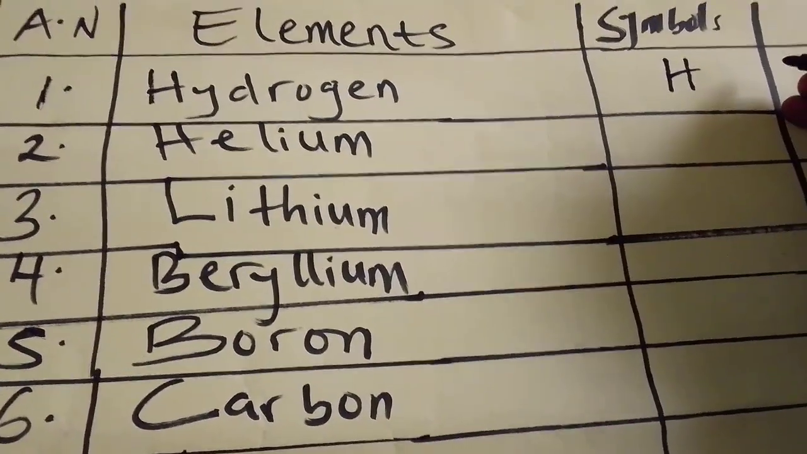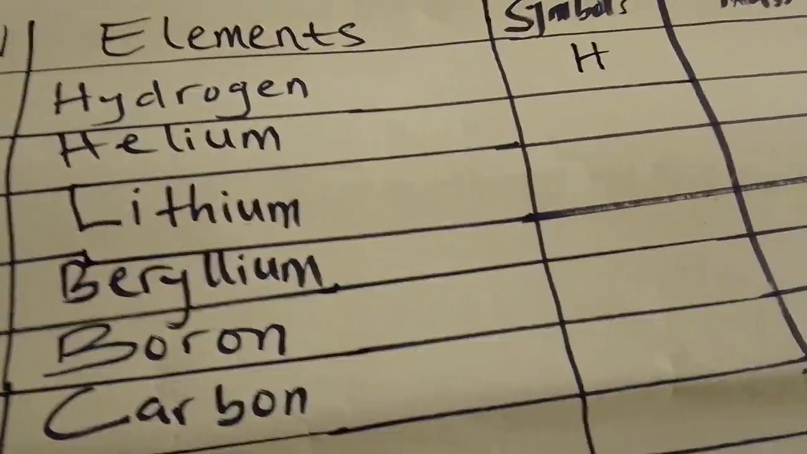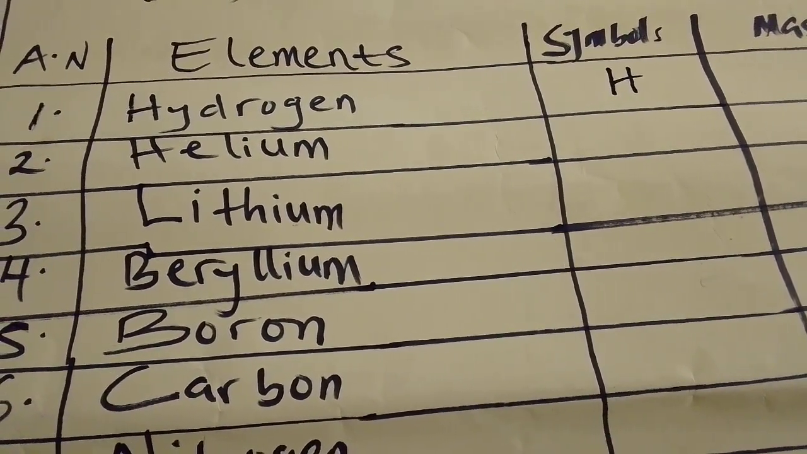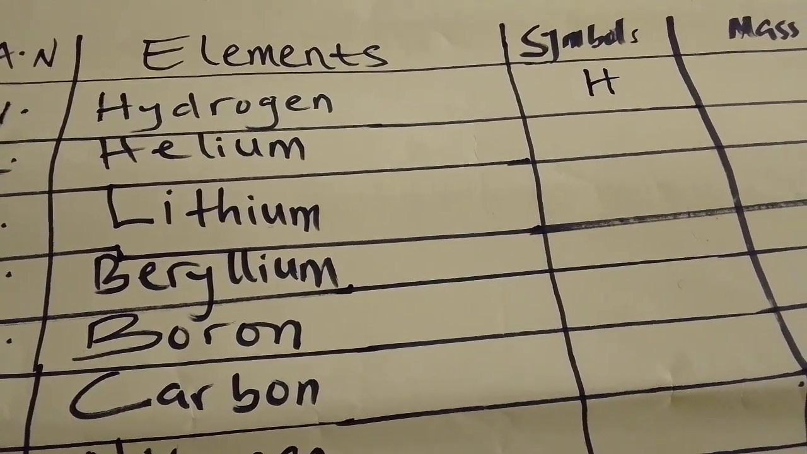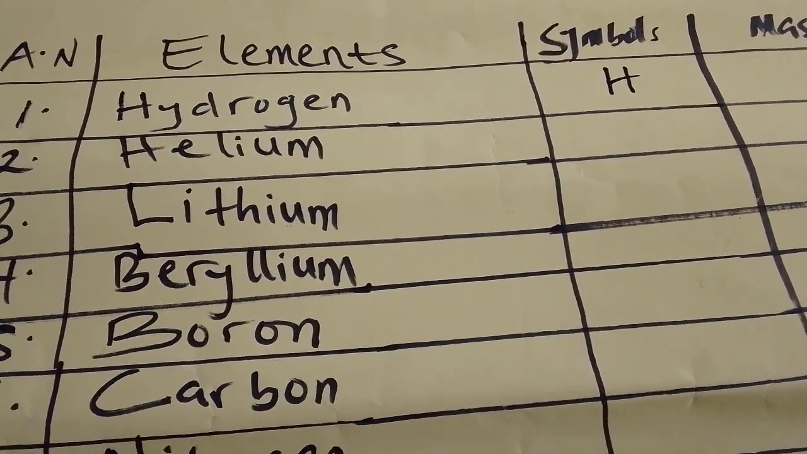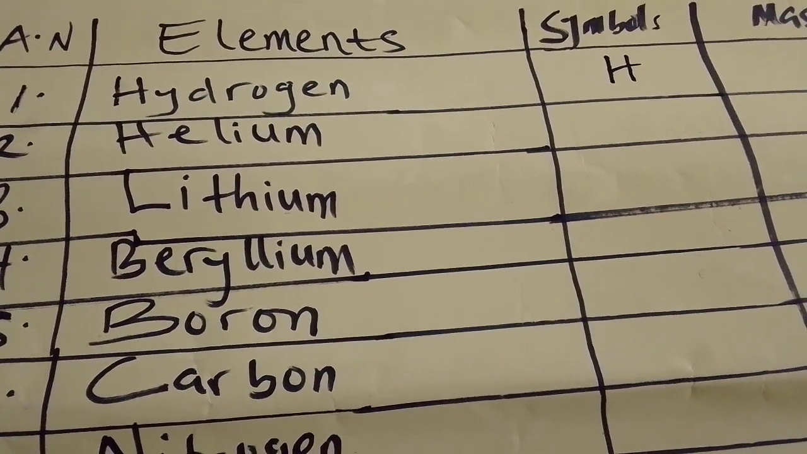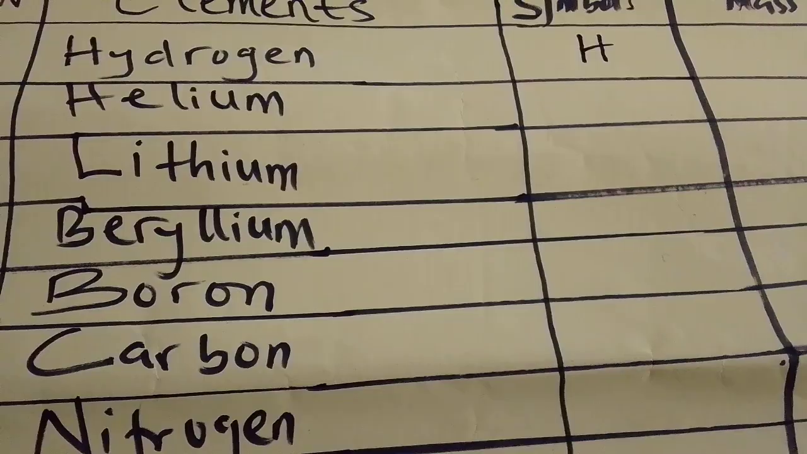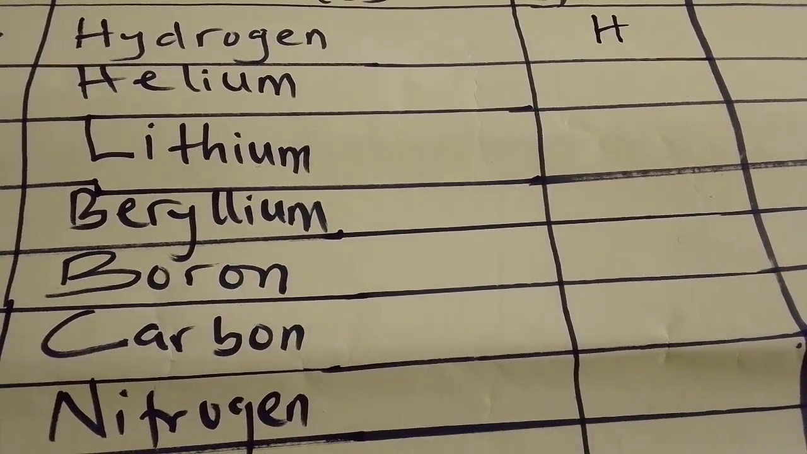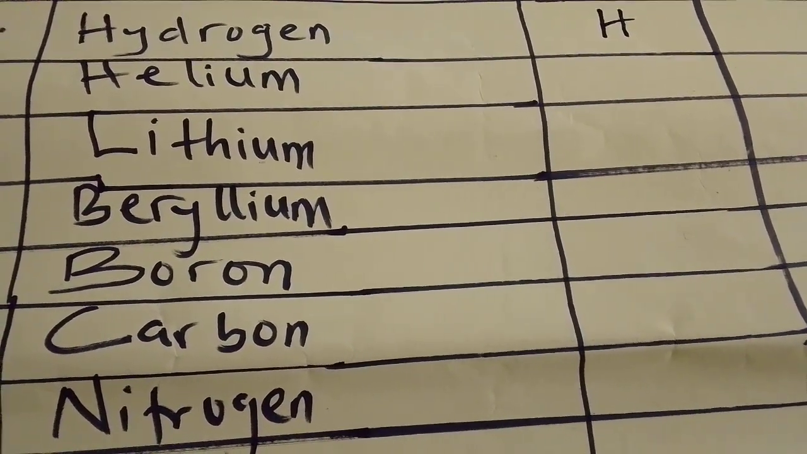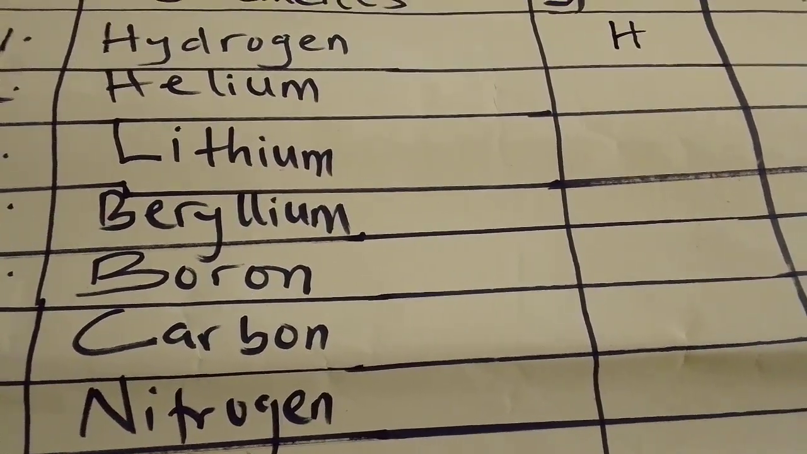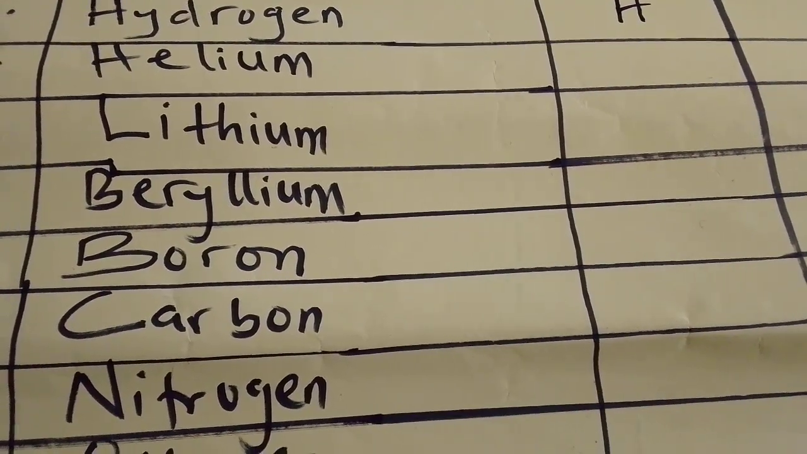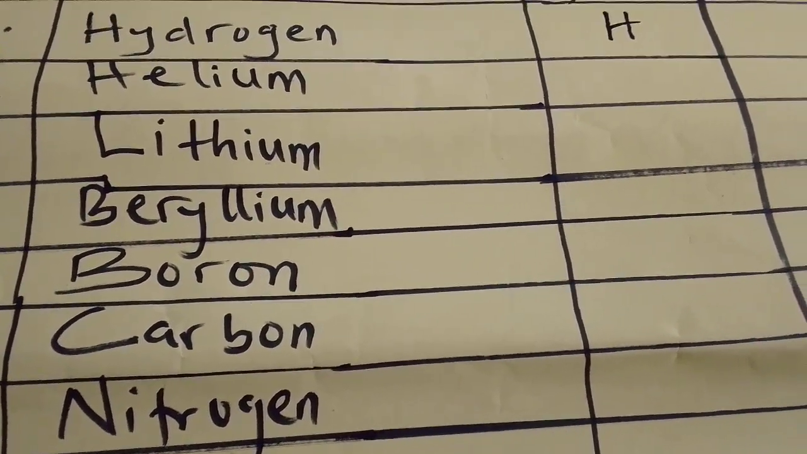And don't forget, there are rules governing the writing of the symbol of each element in the periodic table. Number 1 rule is that the symbol of each element, if it is only a single letter, should be in capital letter. The situation whereby an element has two alphabets as the symbol, the first letter should be in capital letter, while the second letter must be in small letter. I hope this is understood.